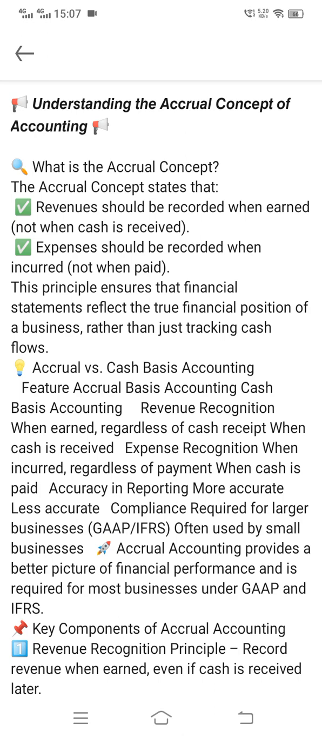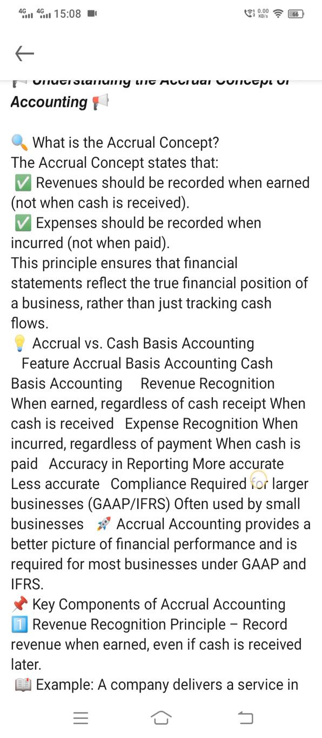Today's topic is going to be understanding the accrual concept of accounting. I know this is a bit tricky word, accrual, but in this video we will simplify it, and at the end of the video you will be able to understand what the accrual concept means, why it is important, and how it differs from cash basis of accounting.